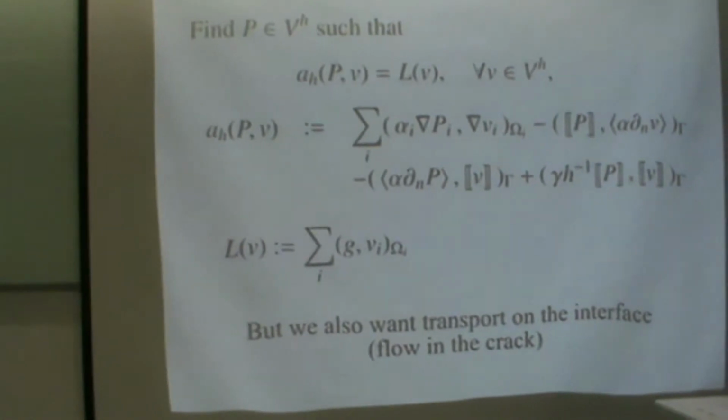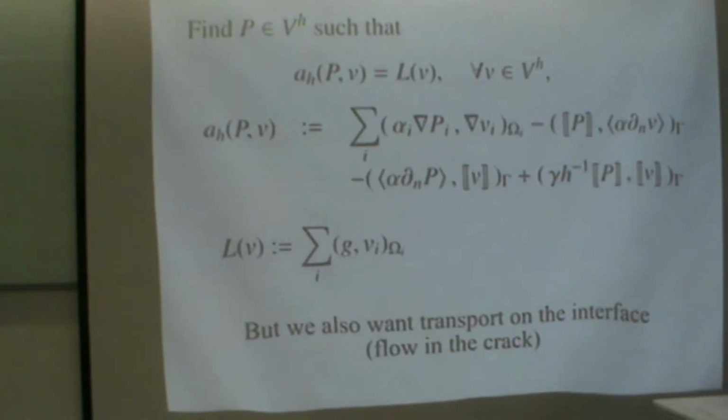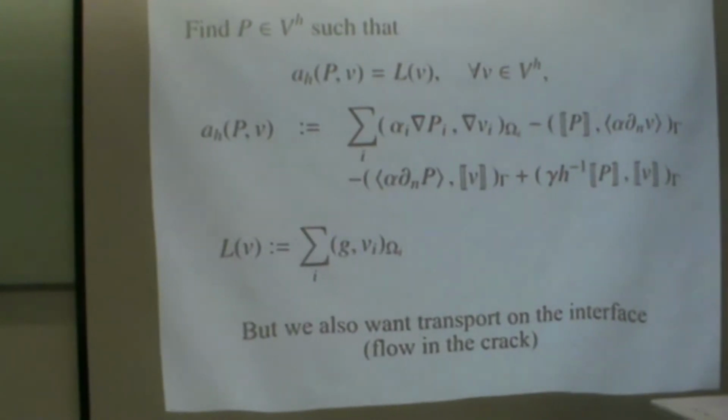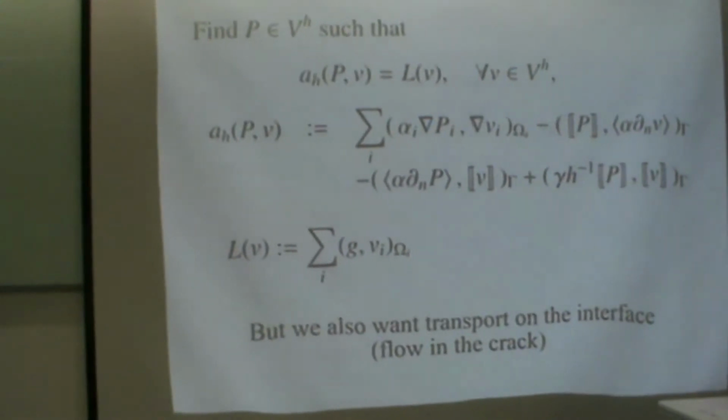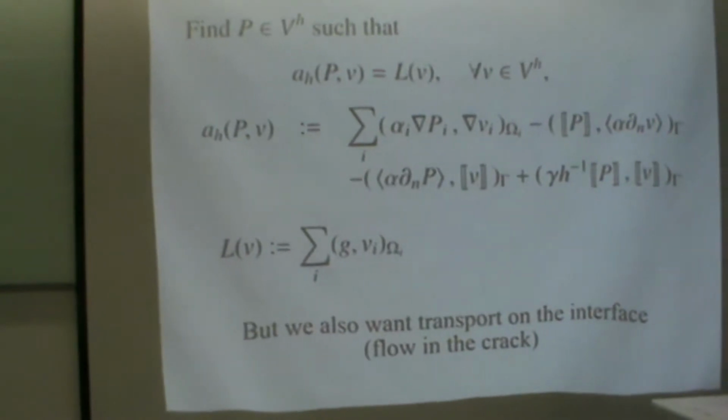It's Nitsche's method with the averages of the test function, the gradients of the test functions, averages of the normal derivatives of the pressure, and the Nitsche term. Okay, but I also want to have transport on the interface, flows in the crack.